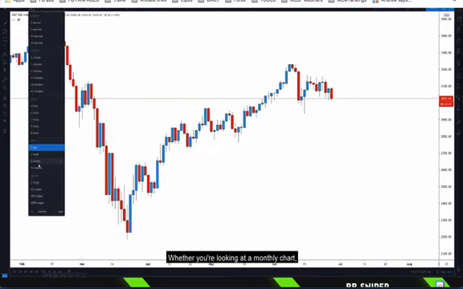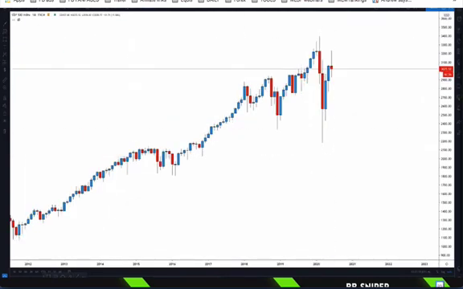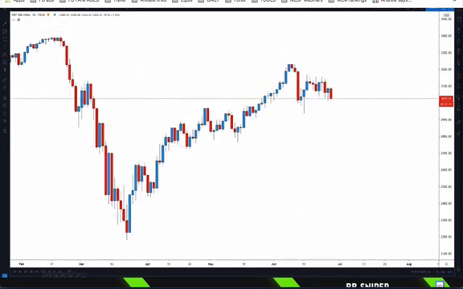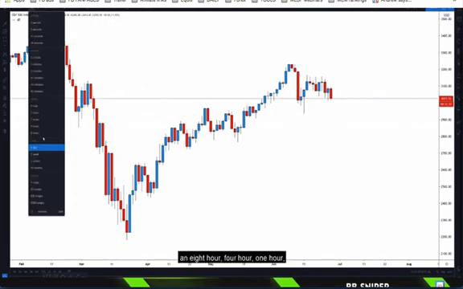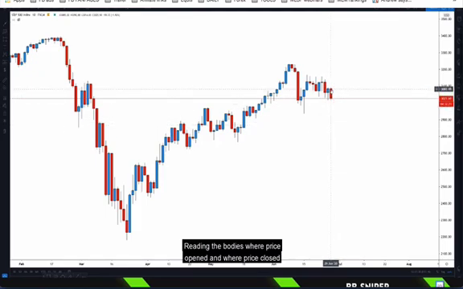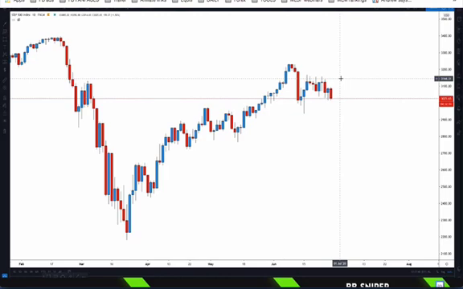Whether you're looking at a monthly chart, a weekly chart, a daily chart, an 8-hour, 4-hour, 1 hour, anything lower than that, or anything in between, reading the bodies, where price opened and where price closed, can be applied universally.